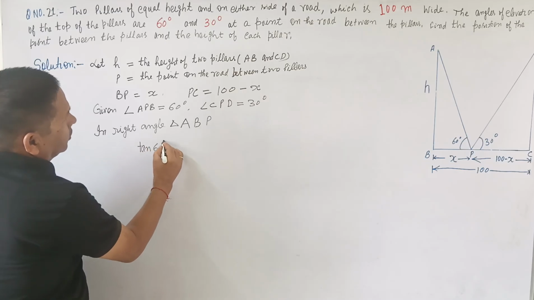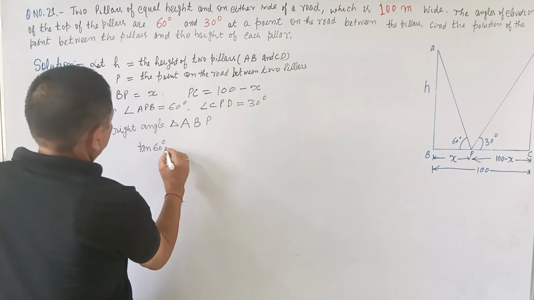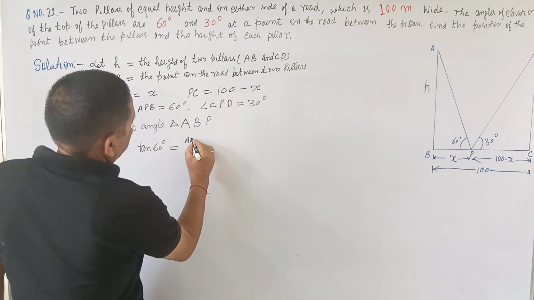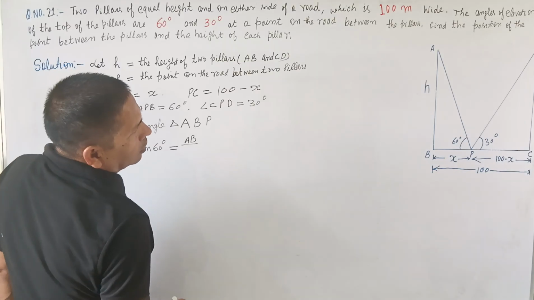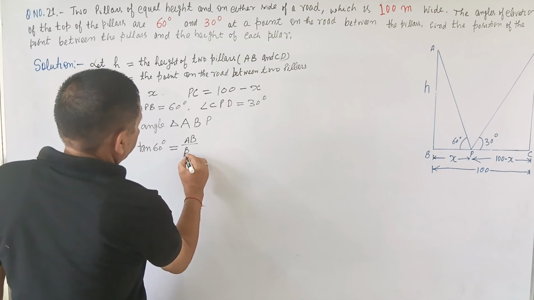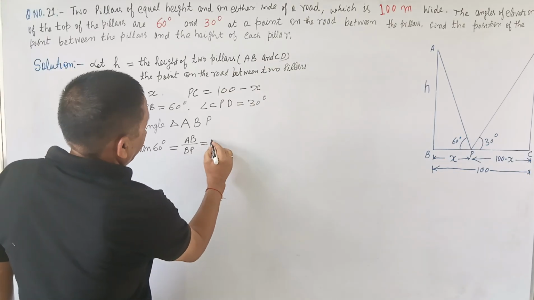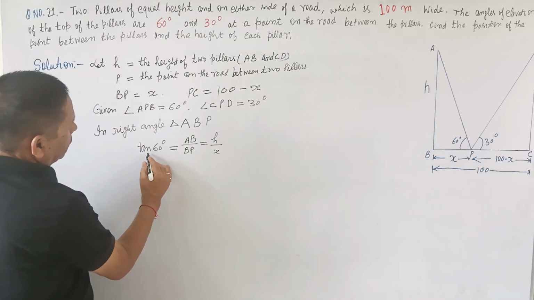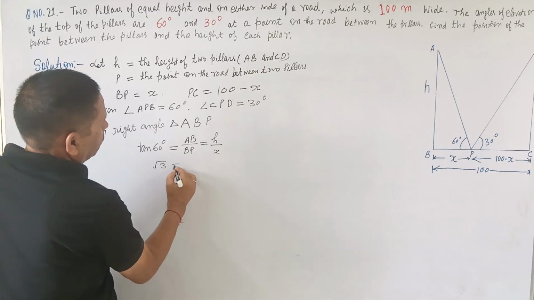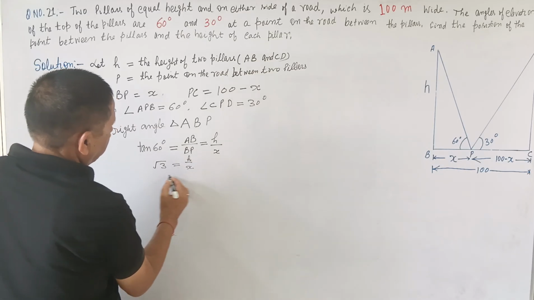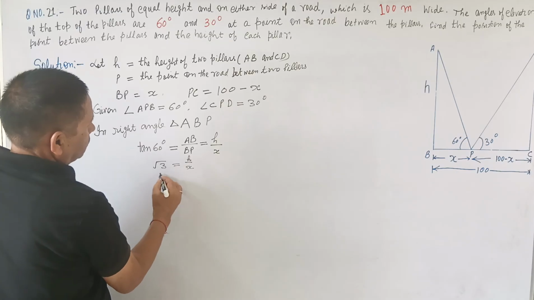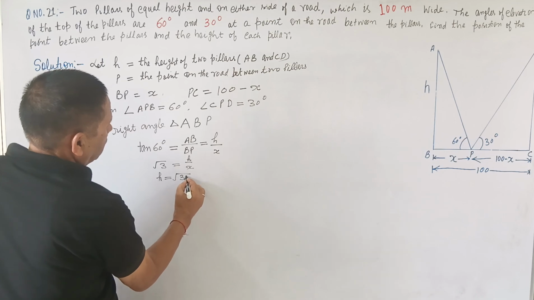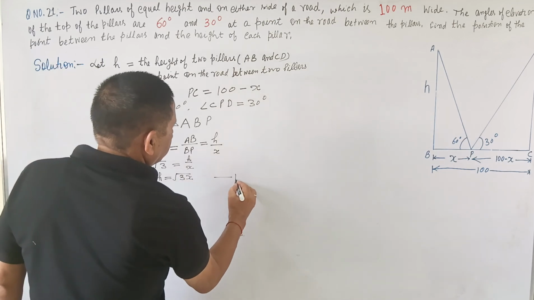tan 60° equals AB upon BP, equals AB is H and BP is X. So the value of tan 60 is root 3, equals H upon X, or H equals root 3 X. Now let us say this is our equation 1.